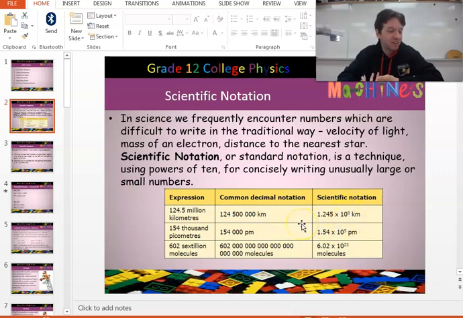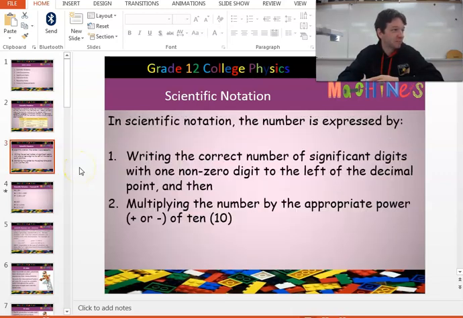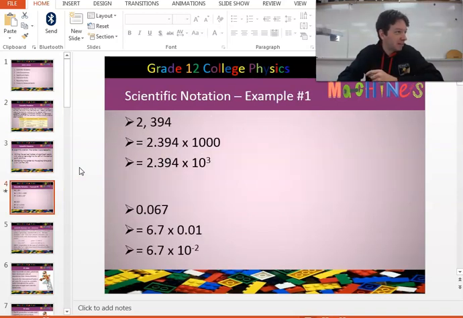A lot less writing. All right, so we can do the same thing with very, very small numbers. And for a small number, if we move the decimal to the right, we just have a negative exponent. So I'm going to show you the first couple examples while I'm recording, and then I will stop recording. We'll do some more examples together.